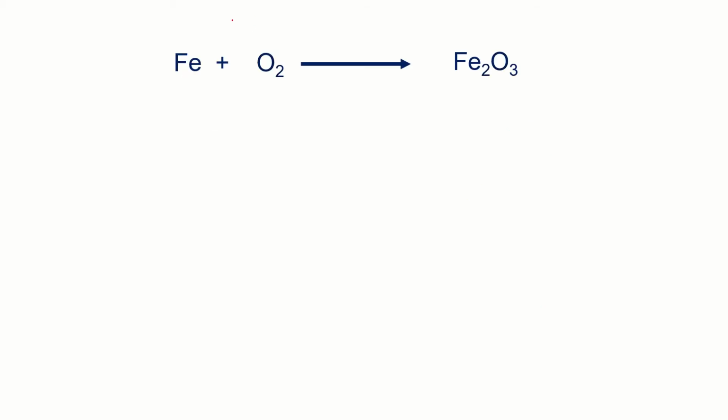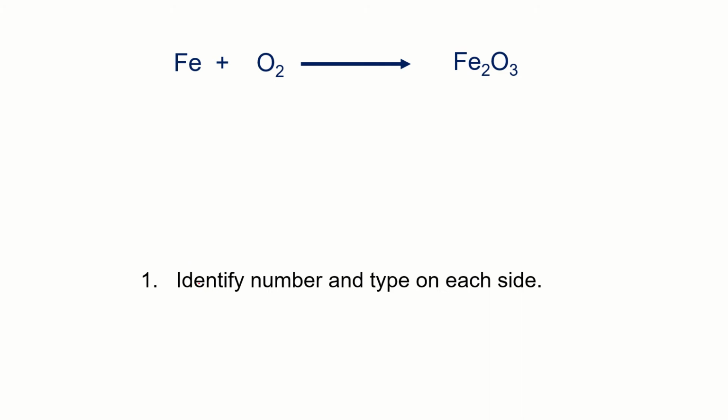Let's look at a few simple examples and see how we can balance them. Now in this equation, when you examine the reactant side and the product side, you can see on the reactant side you have only 1 iron atom, but on the product side you have 2 iron atoms. So first, examine the equation and identify the number and type of each atom on both sides.